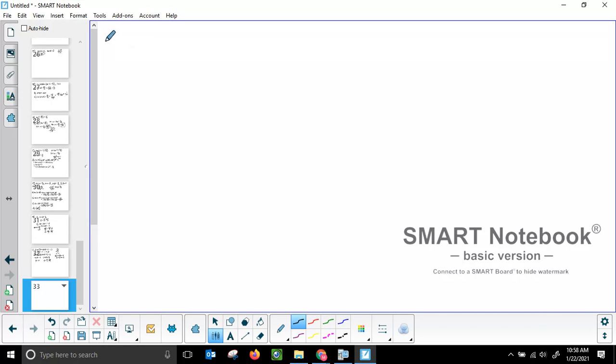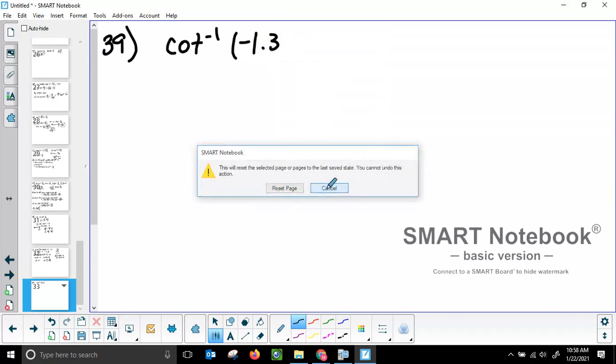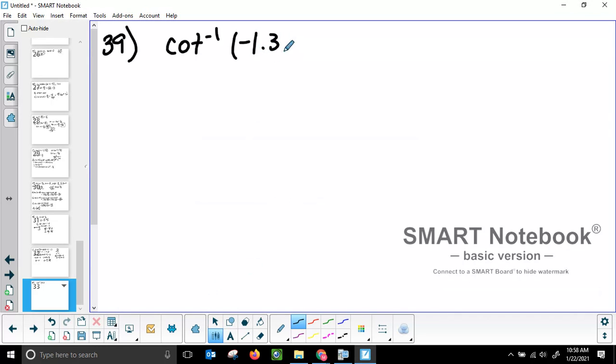39. It says use a calculator to evaluate the inverse cotangent of negative 1.3. All right. We do not have an inverse cotangent button on our calculator, so we need to take the reciprocal function, which is inverse tangent, and we need to take the reciprocal of the argument, so negative 1 over 1.3.